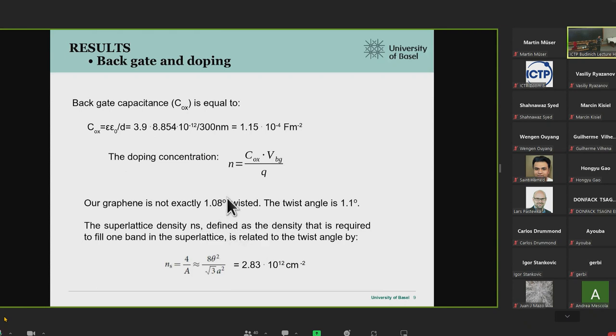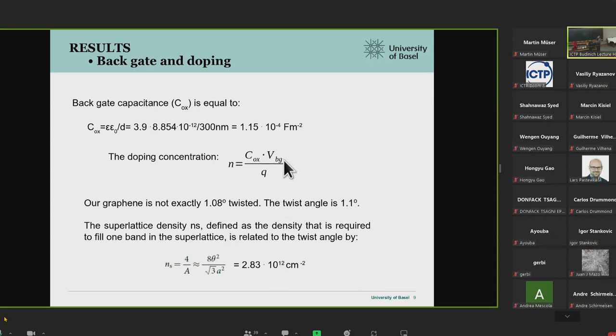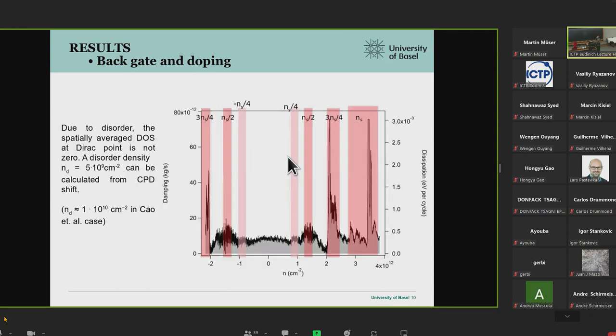We notice by doing that our graphene is not exactly 1.08 degree twisted. The angle is roughly 1.1 degree. And for the full filling, the charge density is equal to this value. So when you convert backgate voltage into doping concentration, your spectra look like this. You also take care of the depletion layer creation on the hole side.